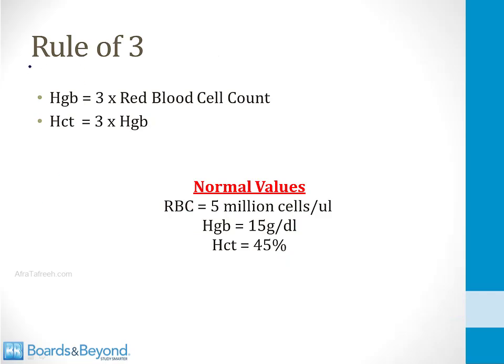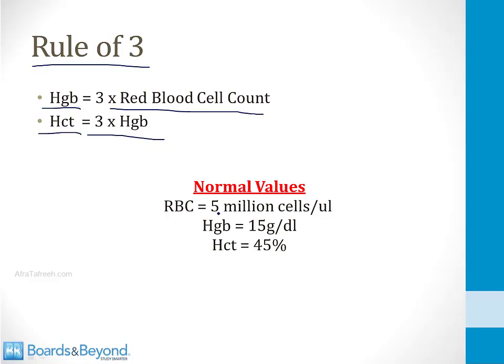If you've never heard of the rule of threes before, you will learn it intimately on your clinical rotations. This is an easy way to remember the relationship between the red blood cell count, the hemoglobin, and the hematocrit. So the hemoglobin is usually 3 times the red blood cell count, and the hematocrit is usually 3 times the hemoglobin. So for example, I've shown some normal values on the screen here.